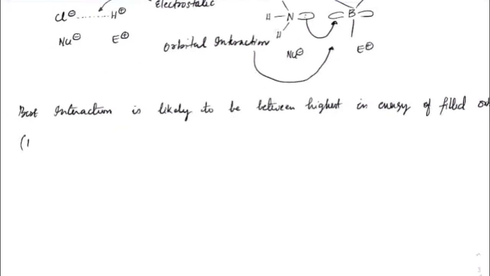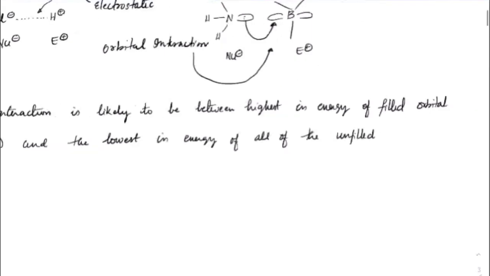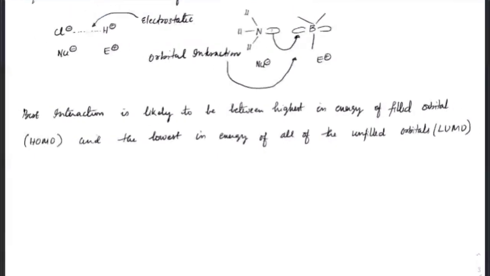If you just recall, we call them HOMO orbitals, right? That is highest occupied molecular orbitals, and the lowest in energy of all of the unfilled orbitals, what we usually call LUMO. Okay. Lowest unoccupied molecular orbital.